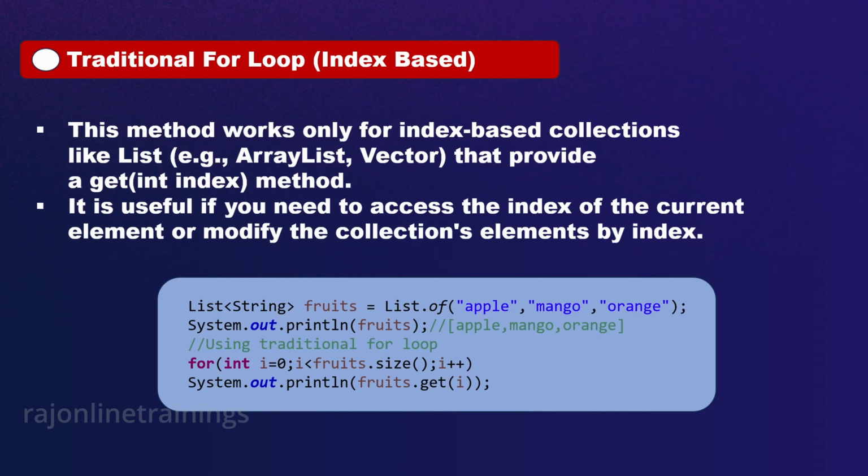In a list we have a method get, and if you pass the index to this get method, it returns the element present at that particular index. Initially i is 0. fruits.get(0) returns the value apple. Then control goes to i++, and i becomes 1. Then fruits.get(1) displays mango. Next i++, fruits.get(2) displays orange. When it goes to the condition i less than fruits.size, the condition is false, so it comes out. When we want to access the elements based on index, we can make use of this traditional for loop.